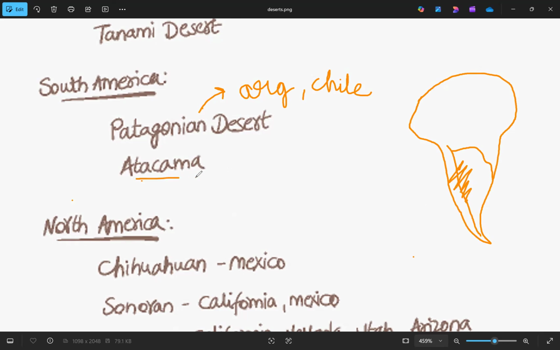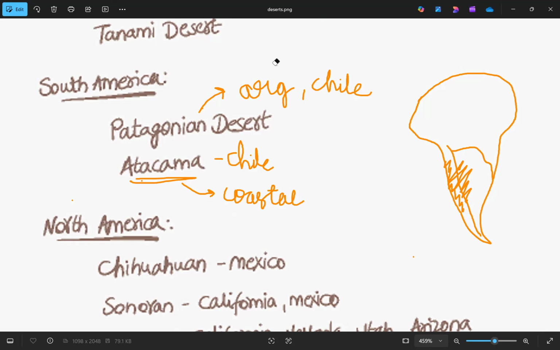And the next one is Atacama. This Atacama is only in Chile. Atacama Desert is only in Chile, and it is also a coastal desert. These are the 2 deserts that needed to be covered. Here we have Atacama, whereas Patagonian is spread over both Argentina and Chile.